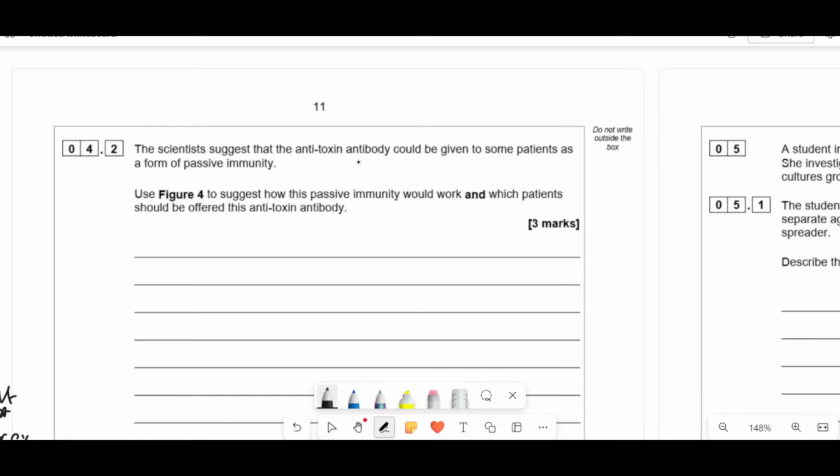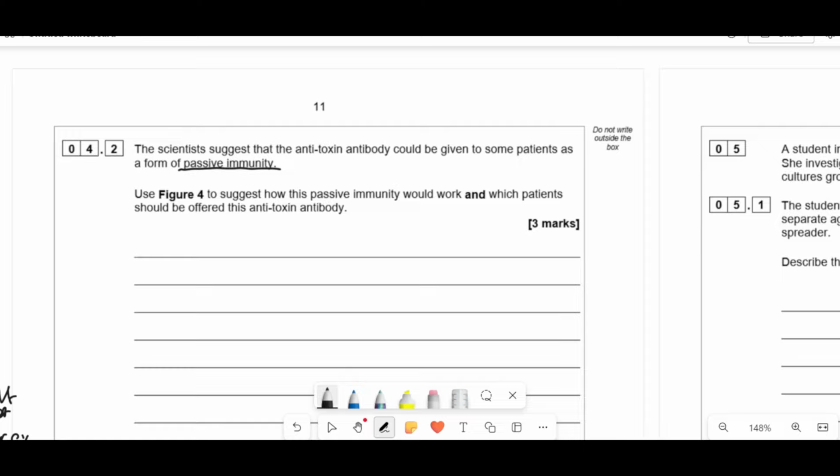So the scientists suggested that the antitoxin antibody could be given as a form of passive immunity. Use figure 4 to suggest how this passive immunity would work and which patients should be offered this. A lot of people didn't understand how to apply this to the data here, and they just gave loads of lengthy model answers, again, talking about antibodies neutralizing bacteria or destroying the pathogen. You can say these answers, but you've got to tailor it to what's going on here.